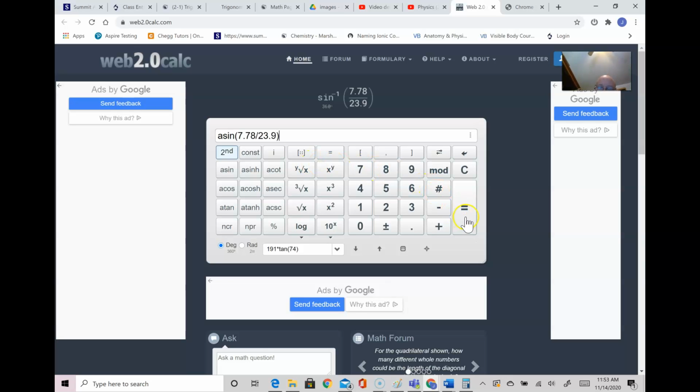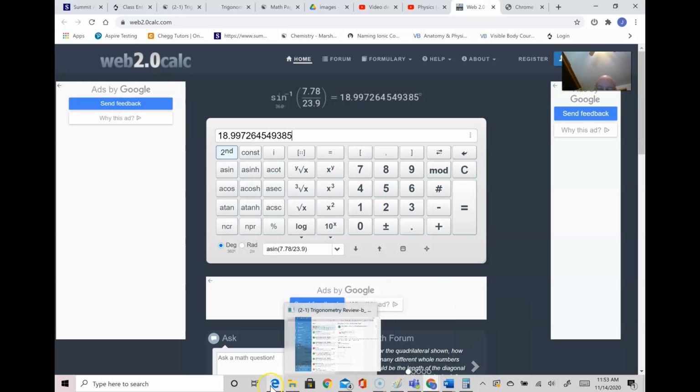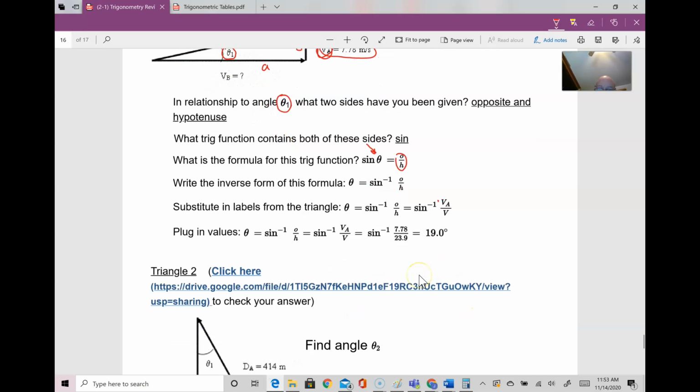And this is going to give me the angle. It gives me an angle of 18.997, so that's going to round up to 19.0 degrees. And you can see that's what I have put in my answer for this.